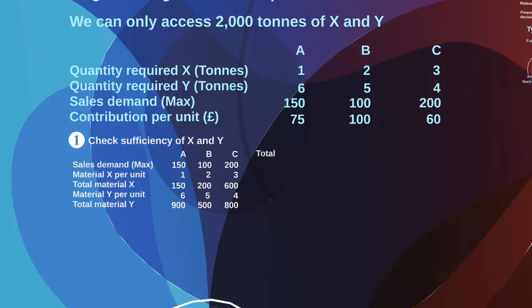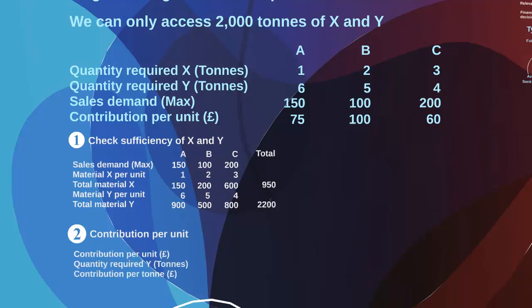When we look at the totals for material X and material Y usage, we can see that we need 950 tons of material X and 2,200 tons of material Y. Now, of course, you'll realize that we can't possibly make all of these products because we only have 2,000 tons of each. So we have a surplus, admittedly, of material X, but we do not have enough of material Y. So, how do we decide which products we make? We look at the contribution per unit.